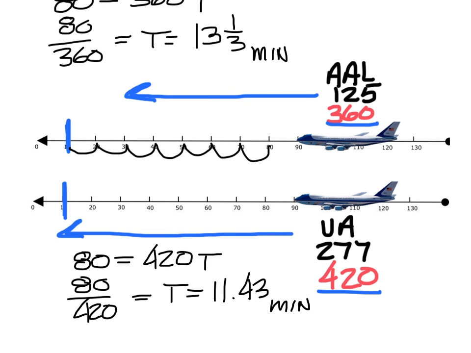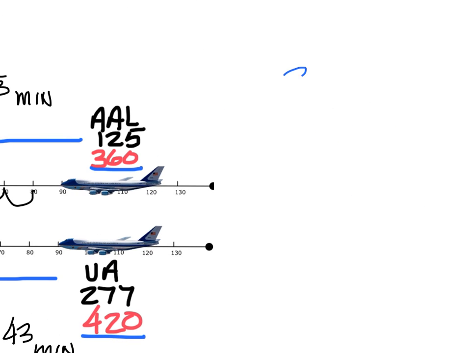But now we want to figure out where the top plane is at when the bottom plane reaches this mark here. How do I figure that out? Distance formula, and what distance would I use? What are we looking for? We're looking for distance. What speed am I going to use? 360. We're going to use 360, so we'll start with 360.